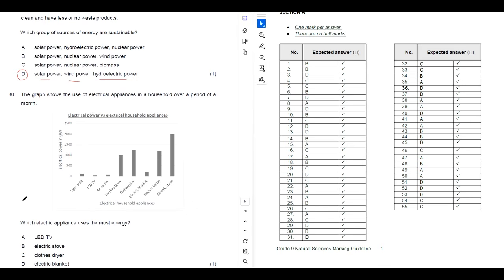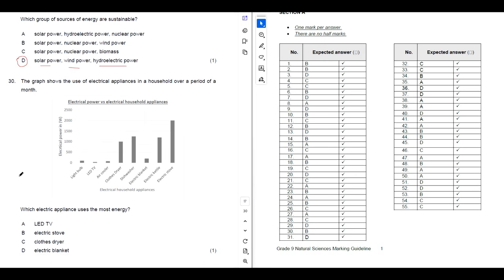And then next, we will move to question 30, which says that the graph shows the use of electrical appliances in a household over a period of a month. So here we are told electrical power versus electrical household appliances. Here we have electrical household appliances, and here we have electrical power in watts, right? So now we are asked: which electrical appliance uses the most energy?